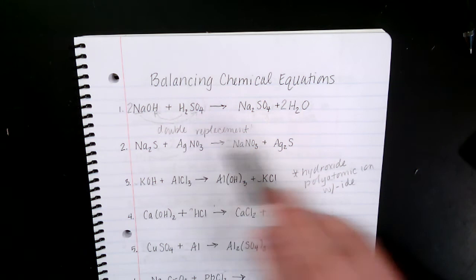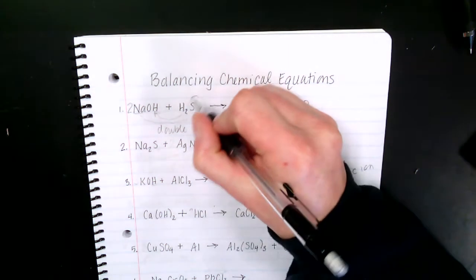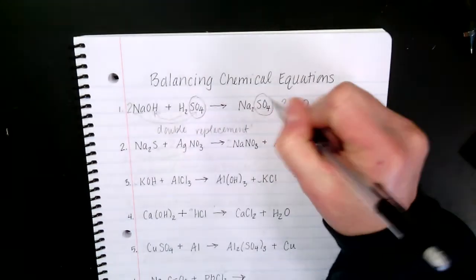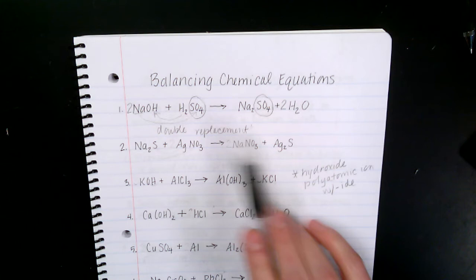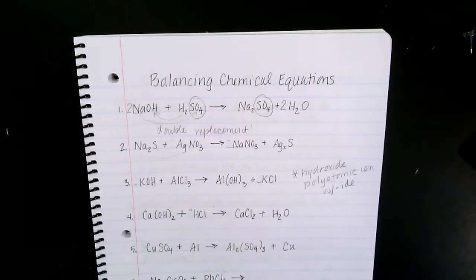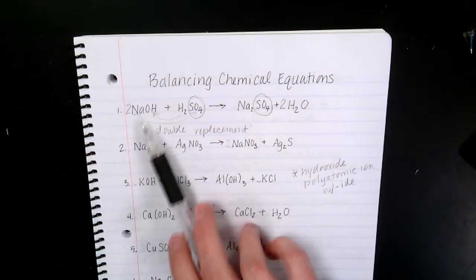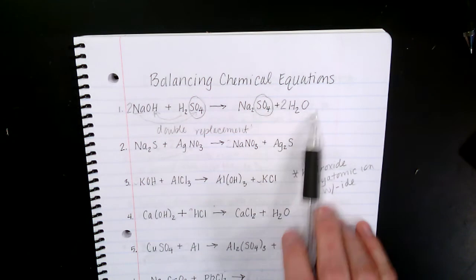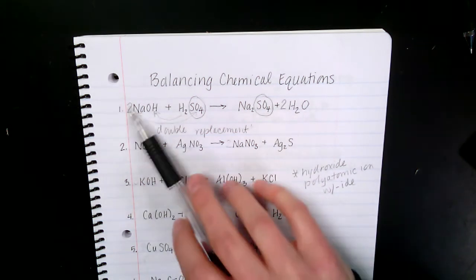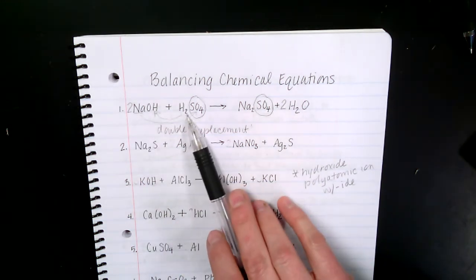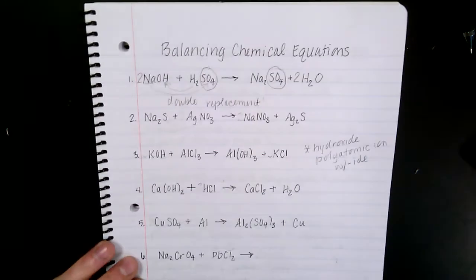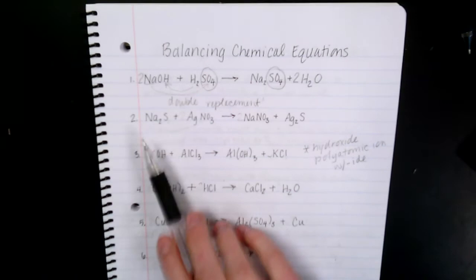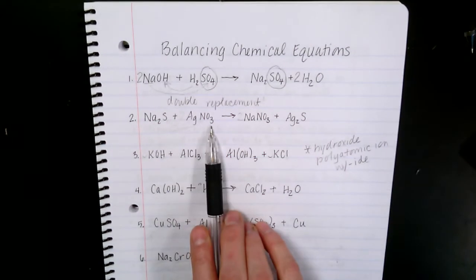Notice I did not count these oxygens that are in the sulfate when I was adding up those, because if you have a polyatomic ion on each side, you can count that like it's one thing. So over here we had 1 sulfate, 1 sulfate. So now the equation is balanced. We've got 2 sodium, 2 sodium. We've got 2 oxygen, 2 oxygen, 4 hydrogen. We've got 2 hydrogen here and 2 here, so that's 4. 1 sulfate and 1 sulfate. So it's balanced. Next one, we have sodium sulfide and silver nitrate.